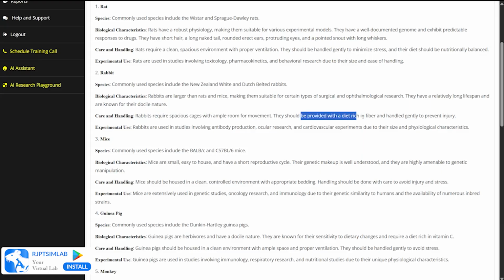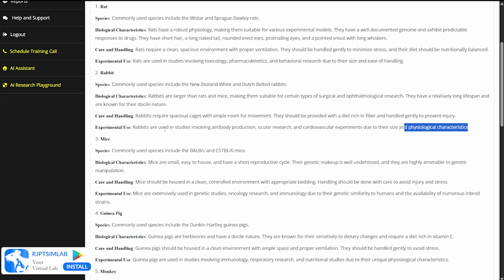They should be provided with a diet rich in fiber and handled gently to prevent injury. Experimental uses of rabbits are that they are used in studies involving antibody production, ocular research, and cardiovascular experiments due to their size and physiological characteristics.